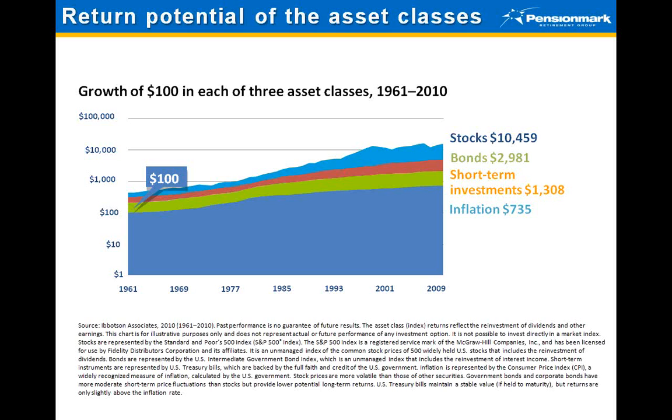Then if you look at the bonds, had you invested that same $100 in the bond market back in 1961, you would have $2,981. And you take a look at that red line, and it's a steadier climb. You don't see nearly the peaks and valleys that you do in the stock market, but the return is about a third of what it was had you been in the stocks. And then you have your short-term investment, that green bar there, and again, an even flatter line with a total return of $1,308, $100 growth over 50 years. And then you have inflation.